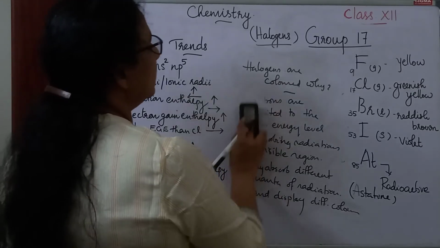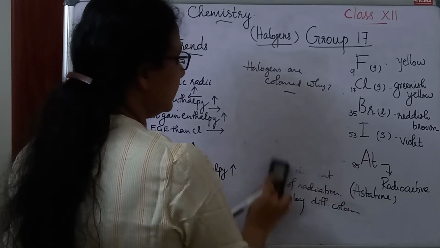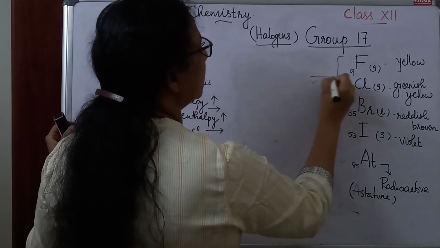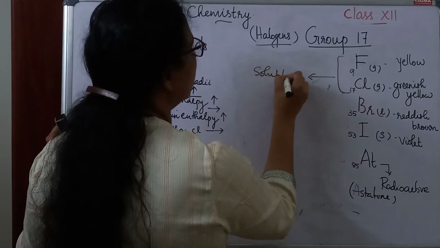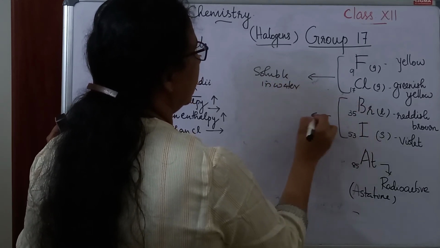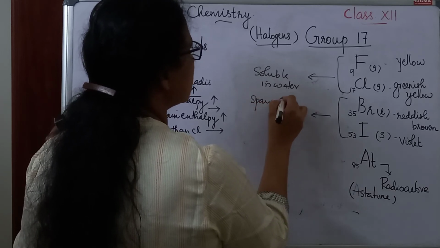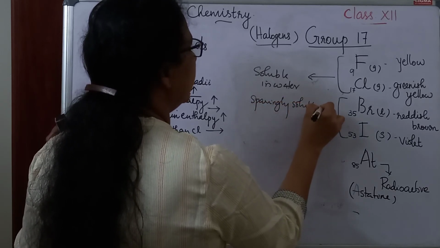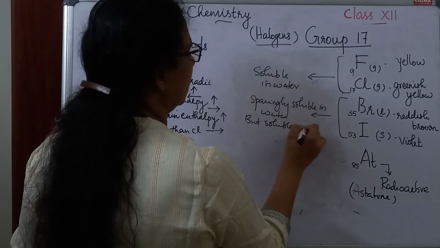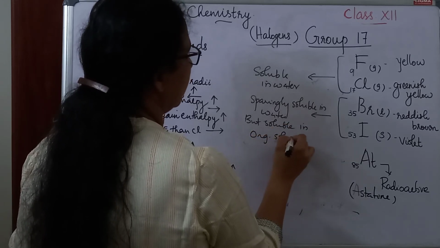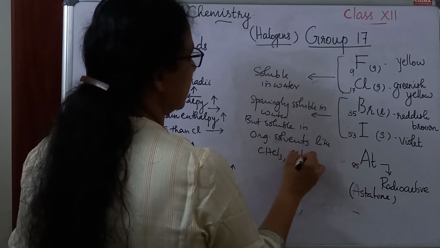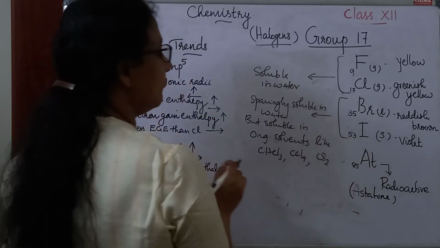Then comes the solubility in water. What about its solubility? Actually, fluorine and chlorine are soluble in water. Then comes bromine and iodine. They are sparingly soluble in water but soluble in organic solvents like chloroform, CHCl3, CCl4, carbon tetrachloride, CS2, carbon disulfide, etc.